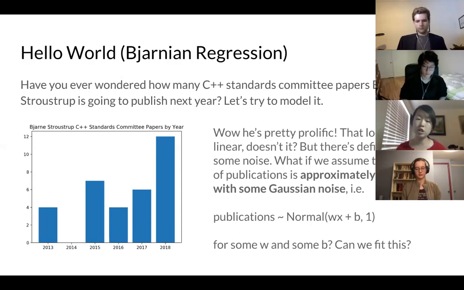Specifically, publications is the number of publications that we expect per year, and we want it to be drawn from a normal distribution that is conditioned on different parameters. And we want to estimate the weight or the slope of the line and also the bias or the intercept of the line.